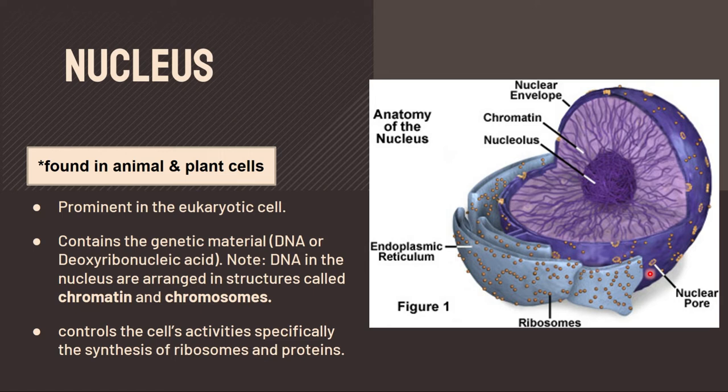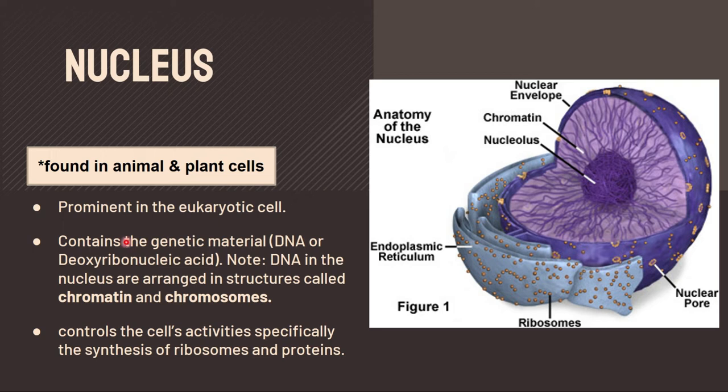Okay, the nucleus contains the genetic material. So the genetic material, as we all know, is the DNA. DNA stands for deoxyribonucleic acid. So do not forget the abbreviation of DNA. DNA is deoxyribonucleic acid. So our genetic material contains all the information about the organism. And also the DNA serves as a manual, where the information or instructions about the various cell activities are found.